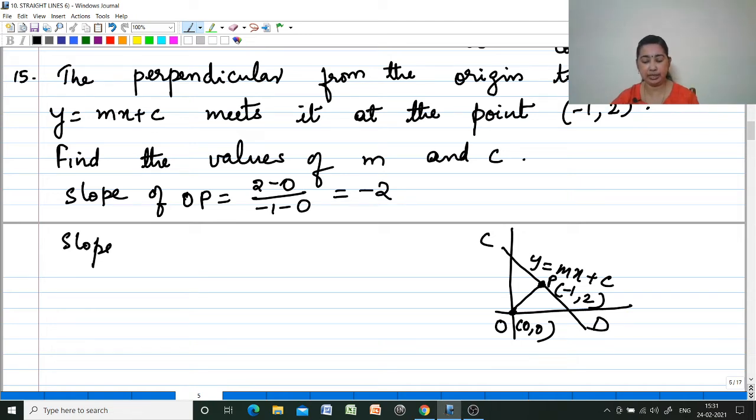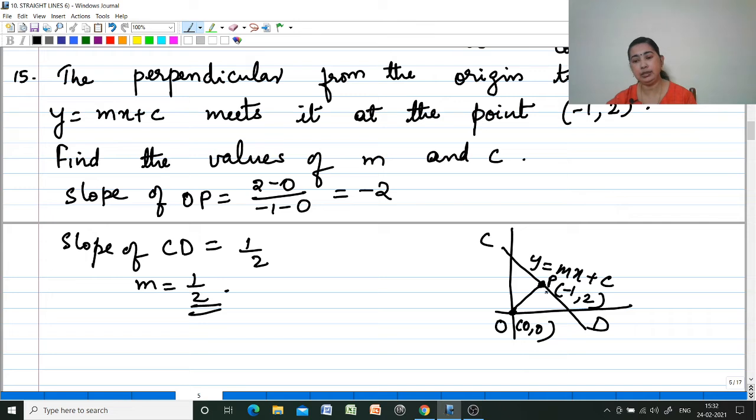Slope of CD is equal to 1 by 2. 1 by 2 is the slope of CD because it is the negative reciprocal of OP. So m is equal to 1 by 2.